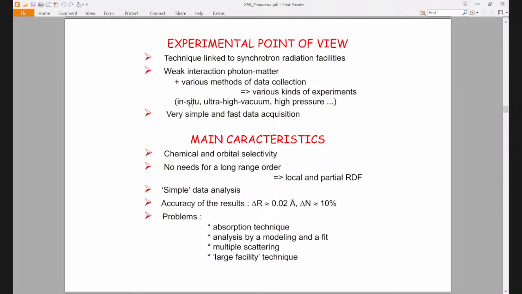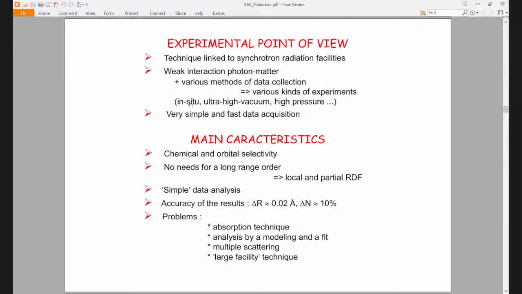You can measure, if you make a different experiment by changing an experimental condition and look at how the signature of one peak moves with a parameter, you can go better than that. But if you start from scratch, okay, it's typically 0.02 angstrom, which is far above the accuracy of diffraction. In most cases, we don't use XAS when you can do a diffraction, and the converse is true. The accuracy of the determination of the coordination number is not great, it's 10%.